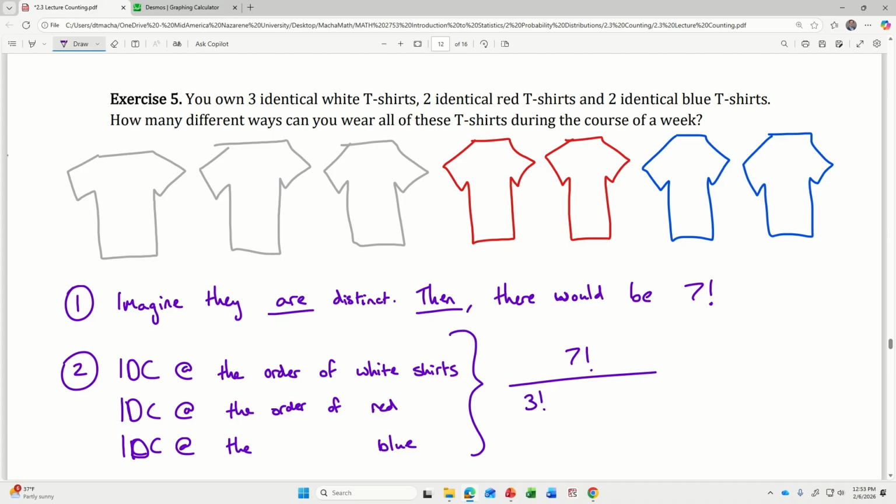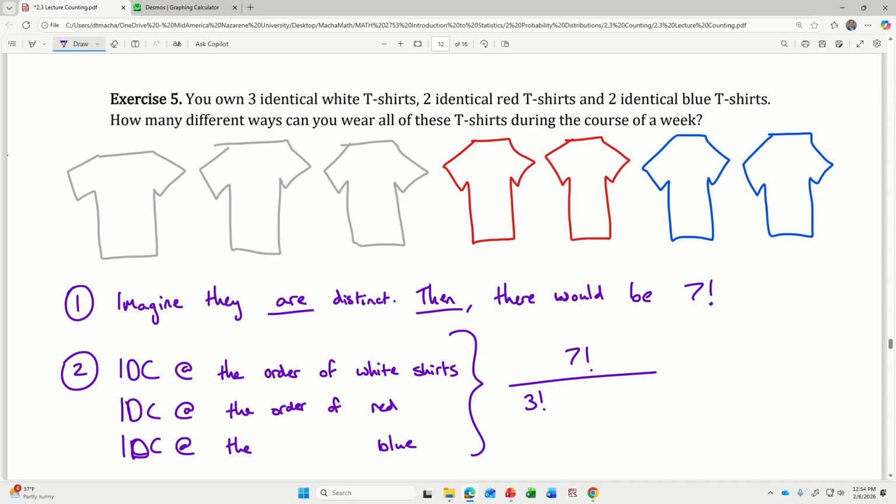I'm dividing by 3 factorial because for any given permutation in the set of 7 factorial different permutations, there are 3 factorial permutations that are exactly the same and only differ in the order of the white shirts. But those are all essentially the same thing for us because we can't tell the white shirts apart. So we're dividing by 3 factorial to eliminate that redundancy in the way that we're counting.